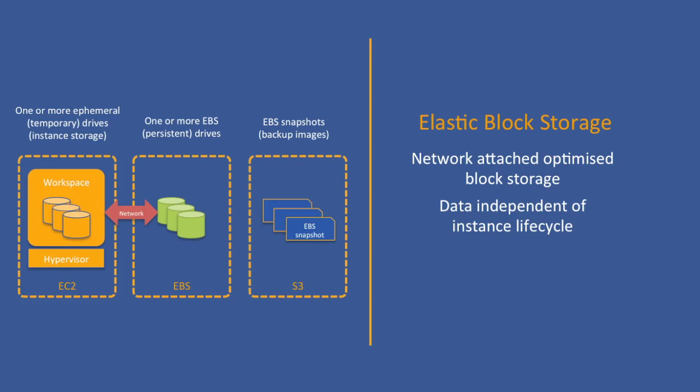Elastic Block Store is optimized network attached storage, so high performance storage, and you can have very high IO rates because we've got dedicated network access to these drive volumes. If you look at the diagram on the left, there are the major components of what's going on. In the VM workspace under the hypervisor, I'm showing those temporary instance storage disks, then we have EBS to the right, which is network attached, and on the far right we have S3 holding EBS snapshots, the backup images.